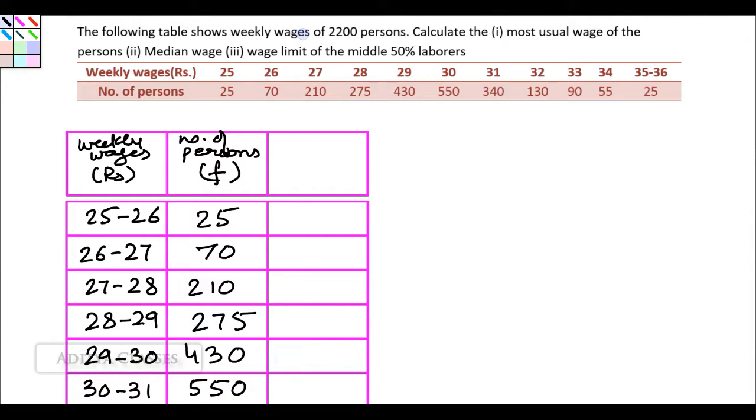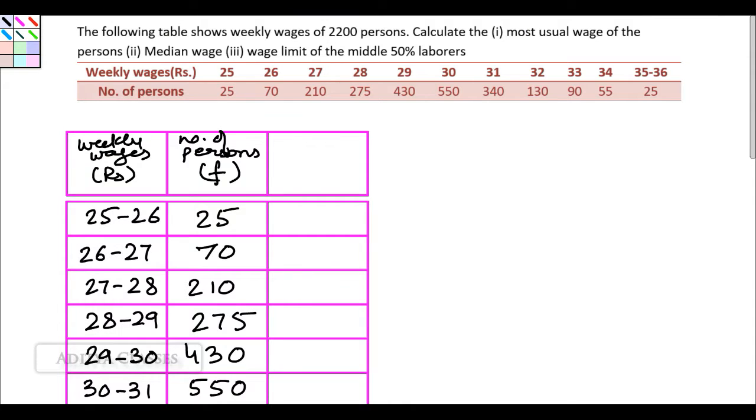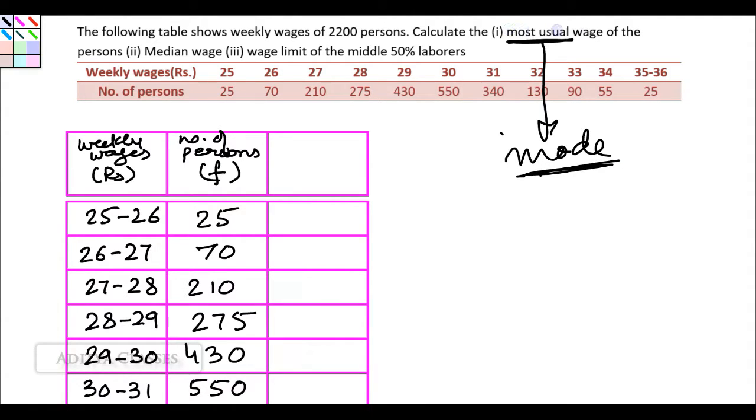The following table shows weekly wages of 2200 persons. So this probably should be 2200. We'll check it in a moment. Calculate most usual wage of the persons. Most usual wage. Most usual, which means most frequent. What is most usual? Something that we see most frequently. So most usual wage. What do we see most frequent? What is the average that we see most frequent? It is called mode. So for the first question we need to find out mode.